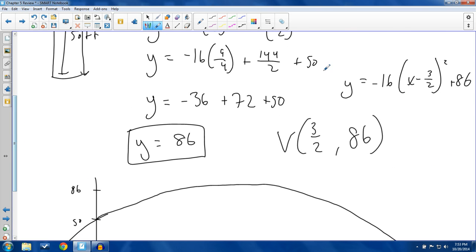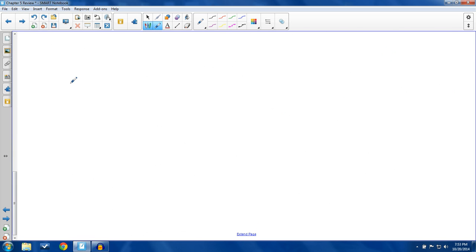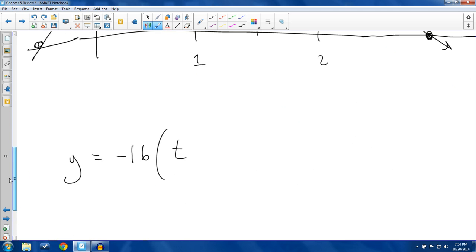So I'm going to use that equation over here again. Let's write it down below. y equals negative 16. Oh, by the way, it's not an x, it's a t. y equals negative 16 times t. Did I put plus or minus 3 over 2? Minus 3 over 2.